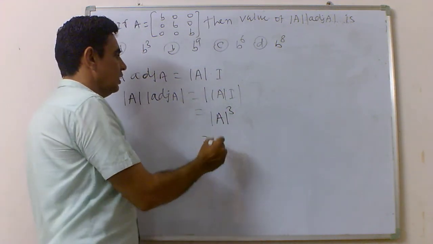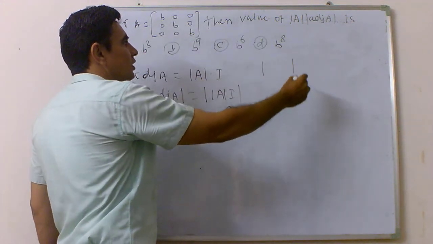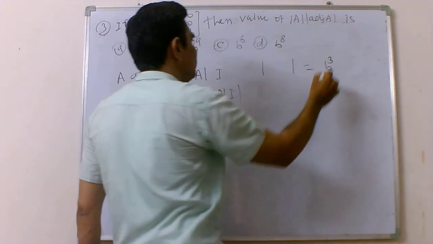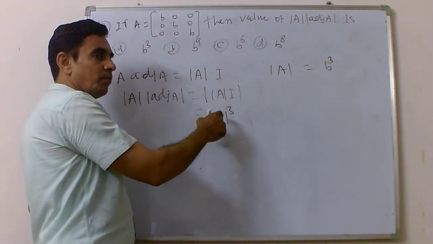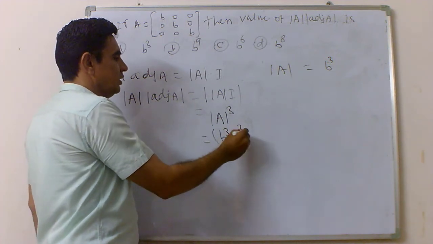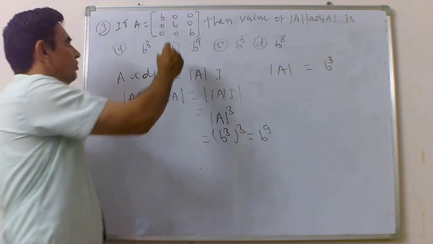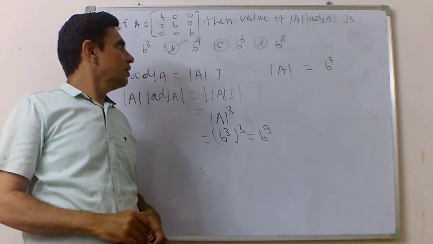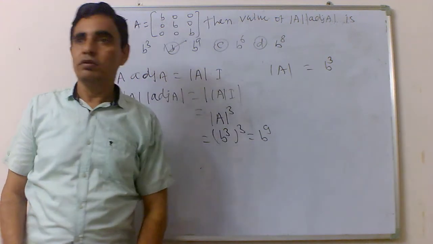Then see here, this is a diagonal matrix. The determinant of a diagonal matrix is the product of the diagonal elements. Here B into B into B, B cube. So the determinant of A is B cube. I put here determinant of A is B cube raised to power 3, that is B raised to power 9. So see the option, that is the second option. B raised to power 9 is the value of determinant of A into determinant of adjoint of A.